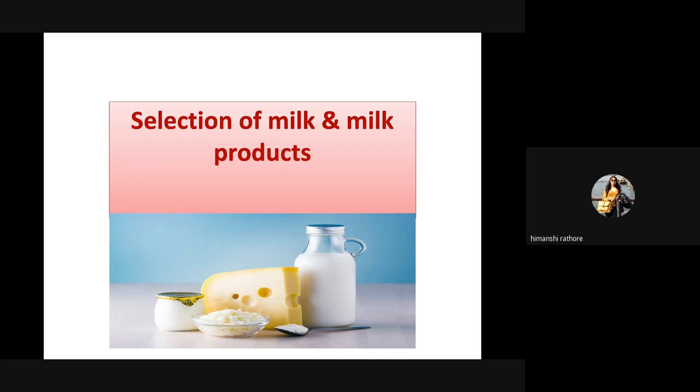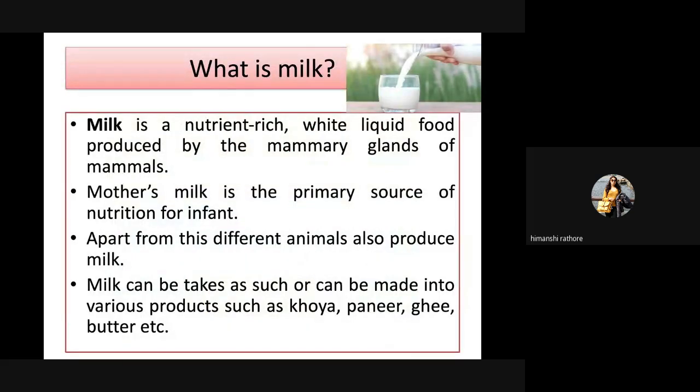Now we are moving forward with the selection of milk and milk products. What is milk, what are milk products, and what are the points you have to keep in mind while selecting your products? So milk is a nutrient-rich white liquid food produced by the mammary gland of mammals. We get it from the cow, buffalo, goat, even camel. So mammals basically provide you the milk. And in India, cow and buffalo milk is consumed at a higher percentage in comparison to the others.